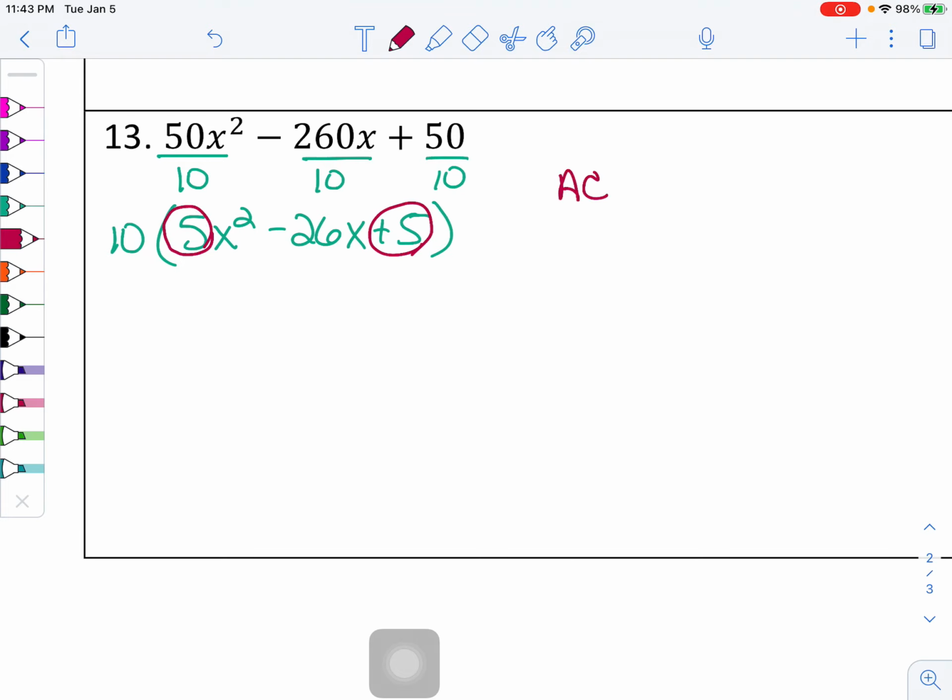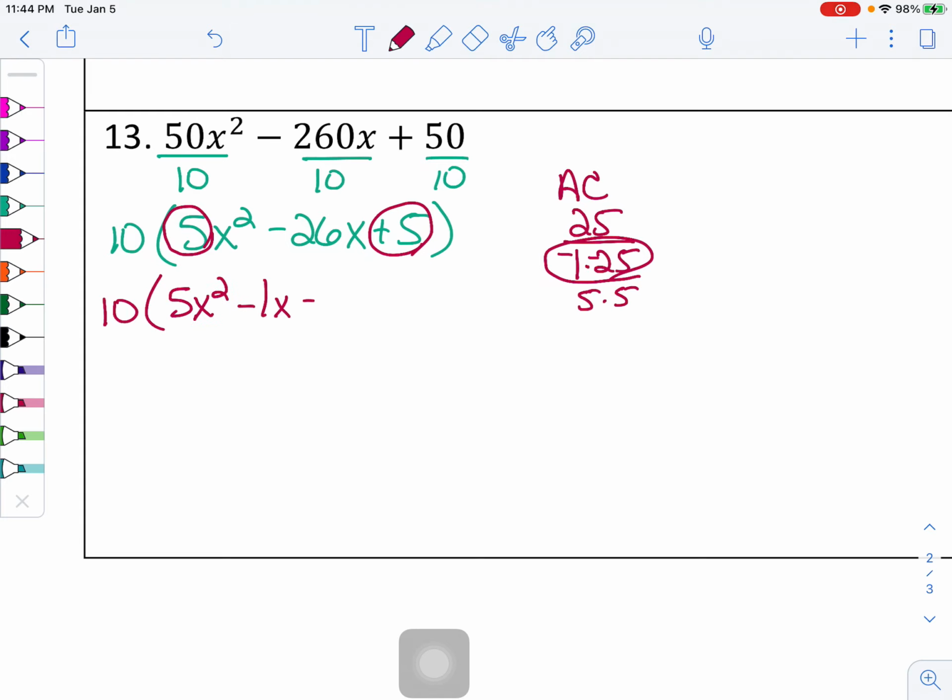So A and C, that's going to get me 25 when I multiply them together. So 1 times 25 and 5 times 5 are the only possibilities. So the only way I can make a 26 is using 1 and 25. Now I need a positive 25 when I multiply and a negative 26 when I add. So both of these need to be negative. Okay, a negative times a negative is a positive, so that'll work. So this is the pair I'm going to work with. So 10, and then I've got 5x squared minus 1x minus 25x plus 5.